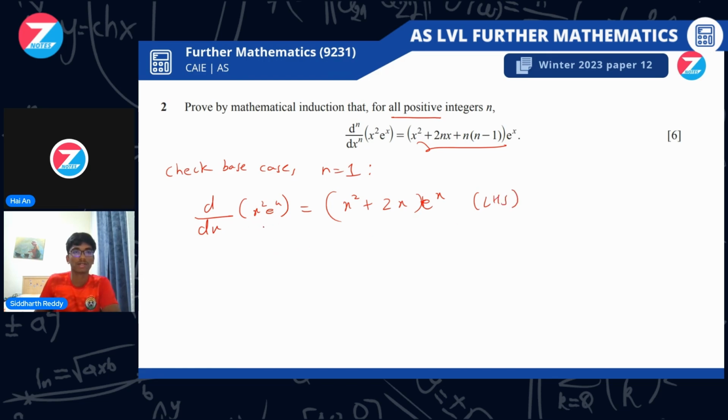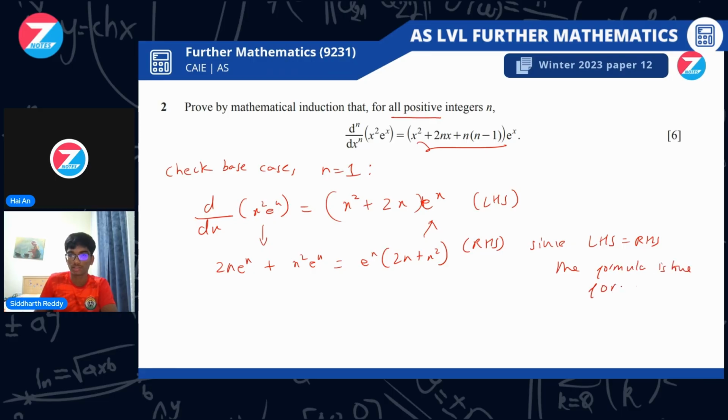Now let's manually differentiate this. Using the product rule, we get 2x e to the x plus x squared e to the x. Factoring out the e to the x, we get e to the x times 2x plus x squared, which is the same thing. So it's the RHS. So since LHS is equal to RHS, the formula is true for n is equal to 1.